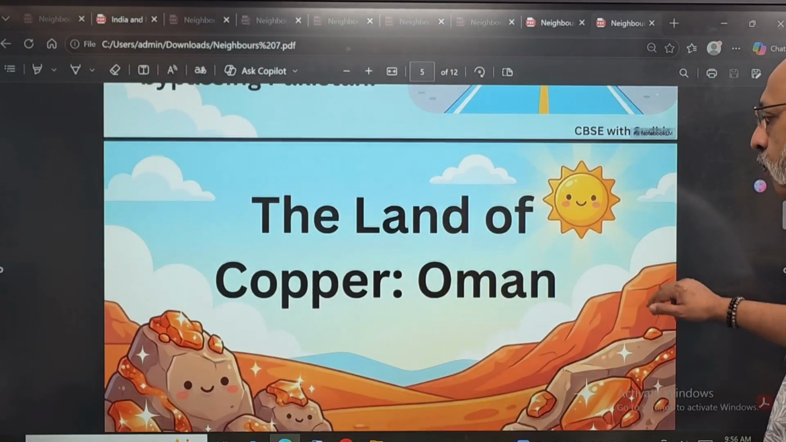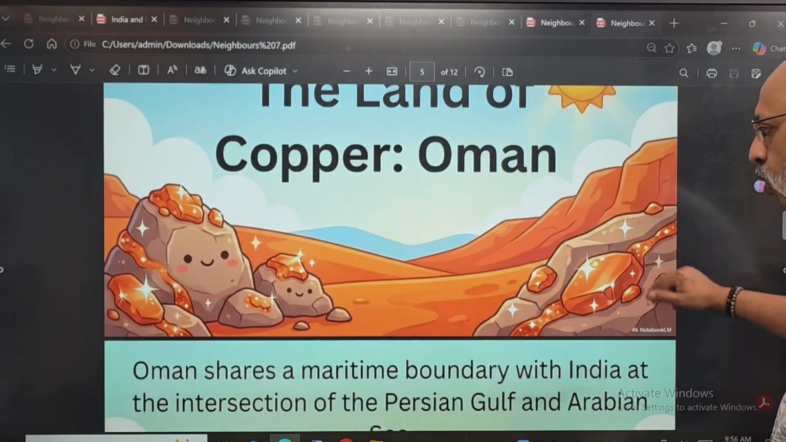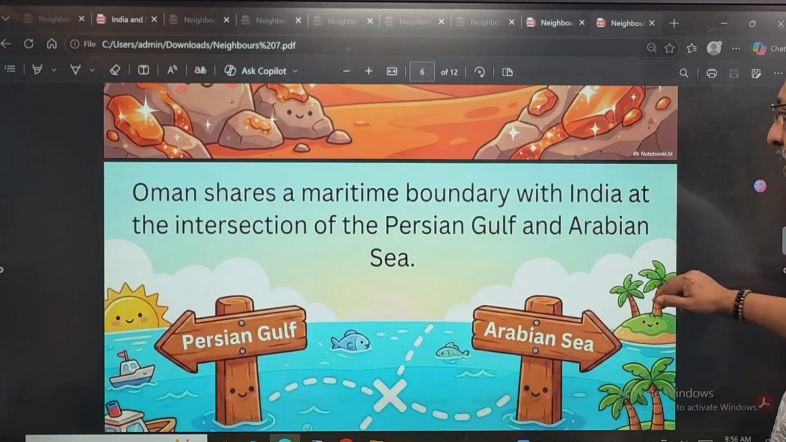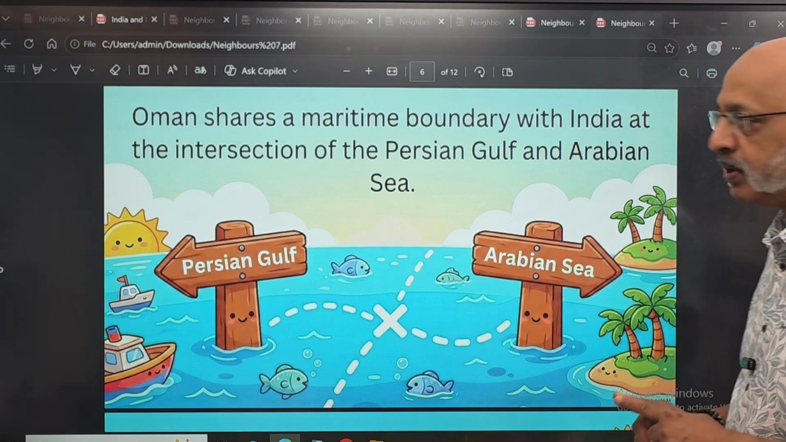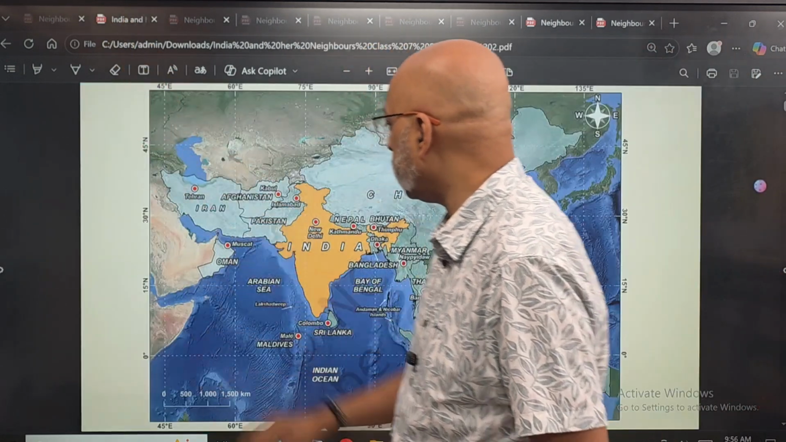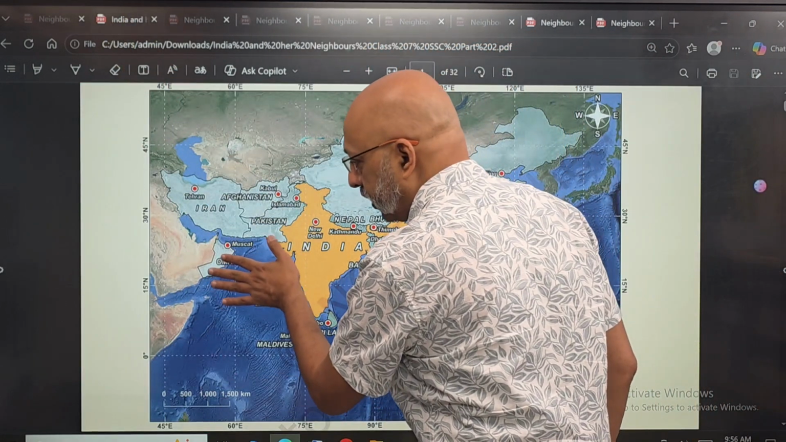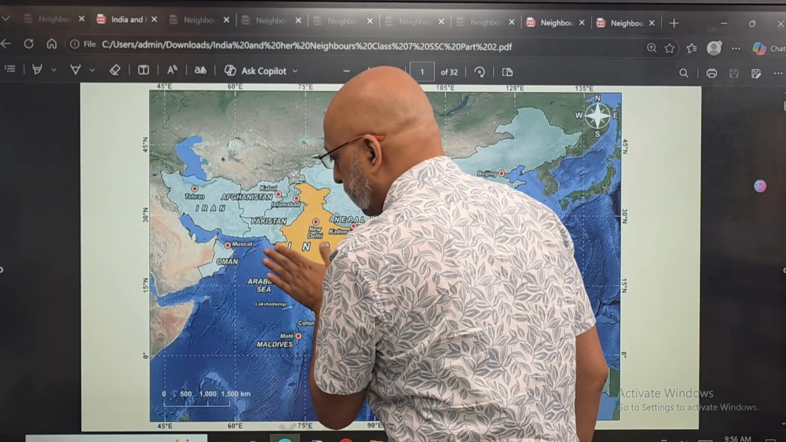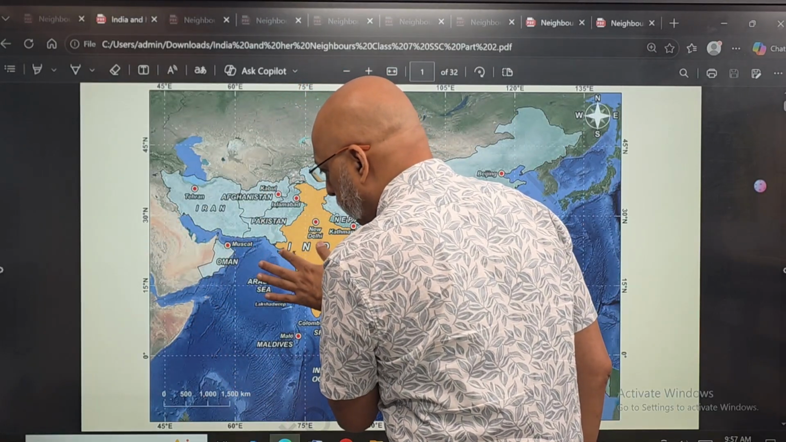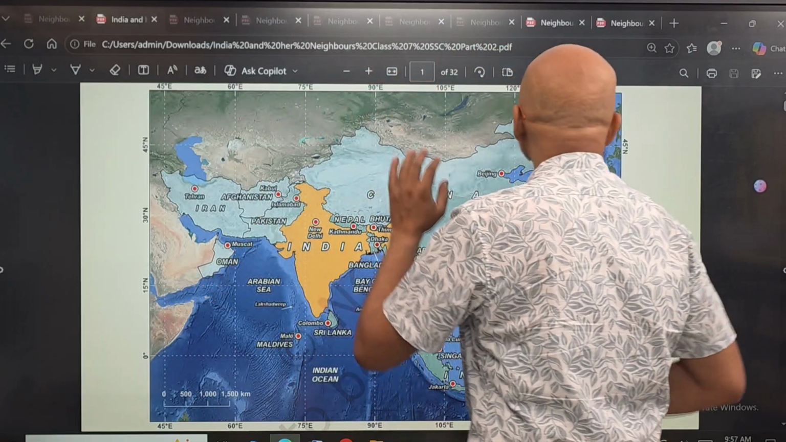The land of copper, which is known as Oman. Now, Oman shares a maritime boundary with India at the intersection of the Persian Gulf and the Arabian Sea. Because if you see this particular map, this is where Oman is. After Oman, you come to the UAE, Dubai, Abu Dhabi, etc. Right? So this is very important. So from Gujarat, this is very close.